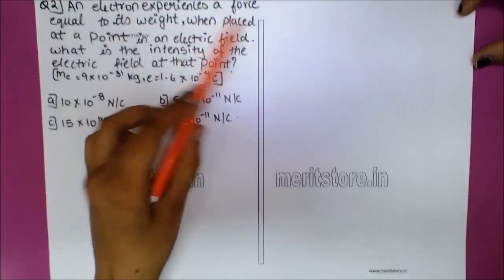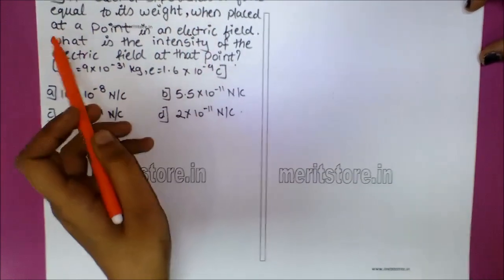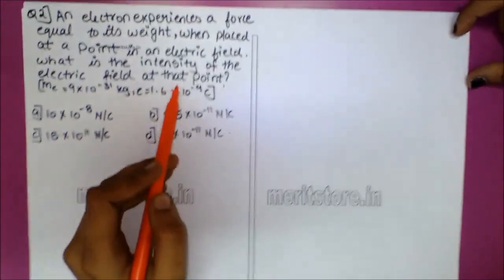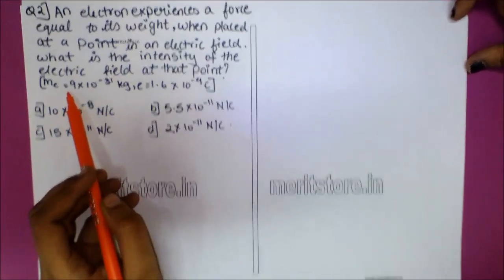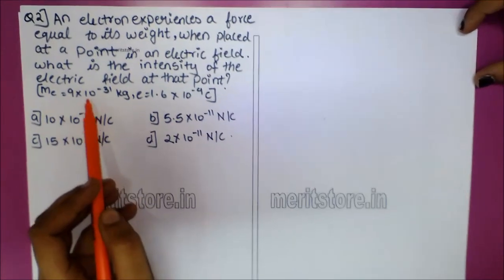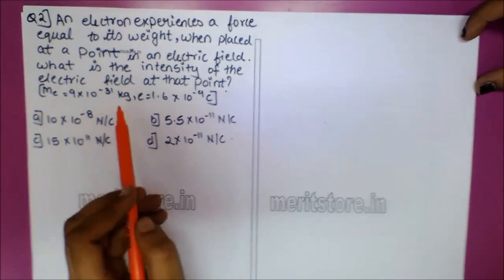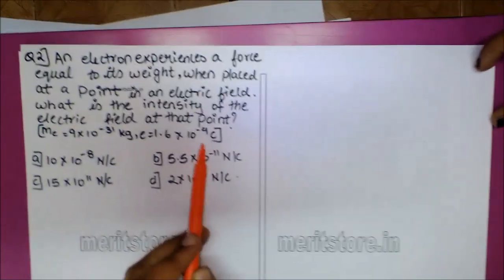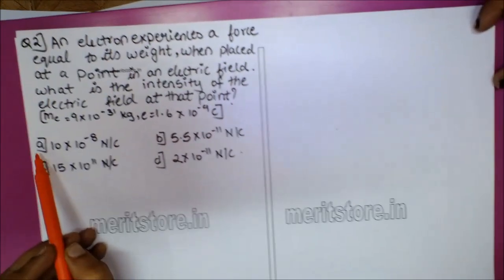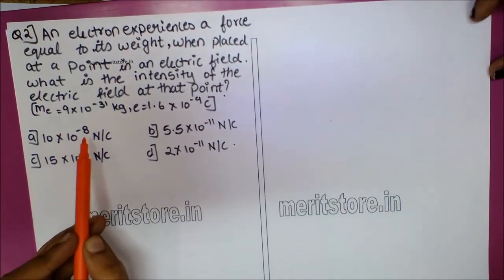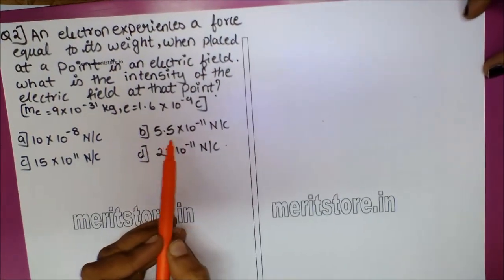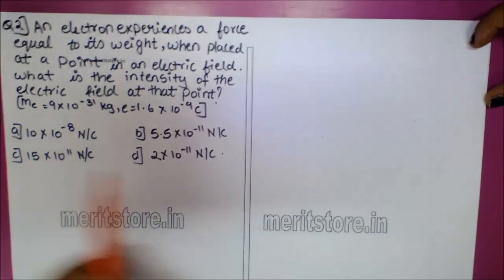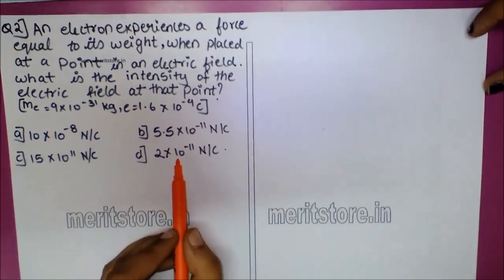An electron experiences a force equal to its weight when placed at a point in an electric field. What is the intensity of the electric field at that point? The mass of an electron is given as 9 into 10 raised to minus 31 kg, and of course the charge of an electron is 1.6 into 10 raised to minus 19 coulombs. A is 10 into 10 raised to minus 8, B is 5.5 into 10 raised to minus 11, C is 15 into 10 raised to 11, and D is 2 into 10 raised to minus 11.